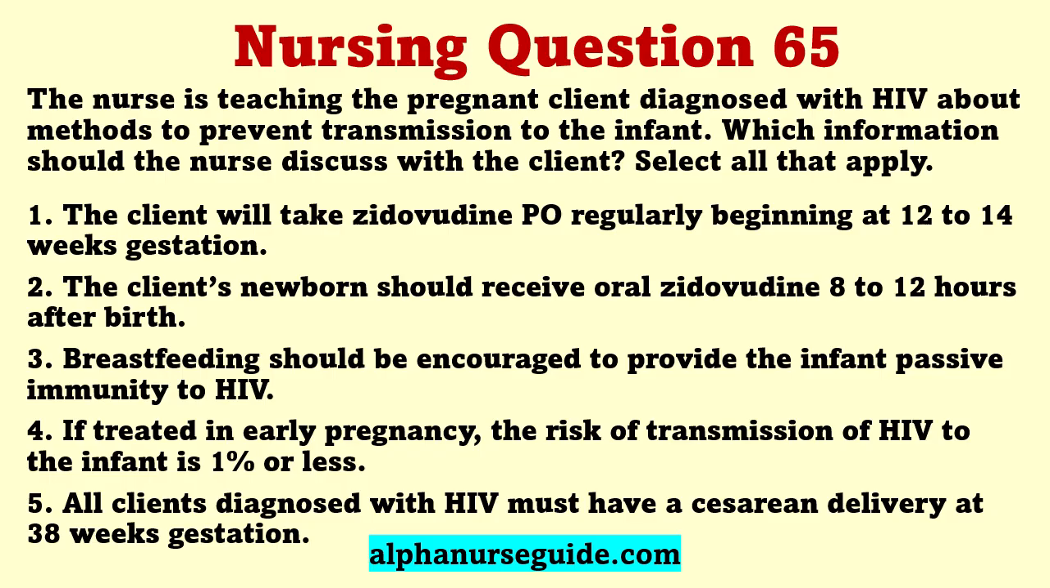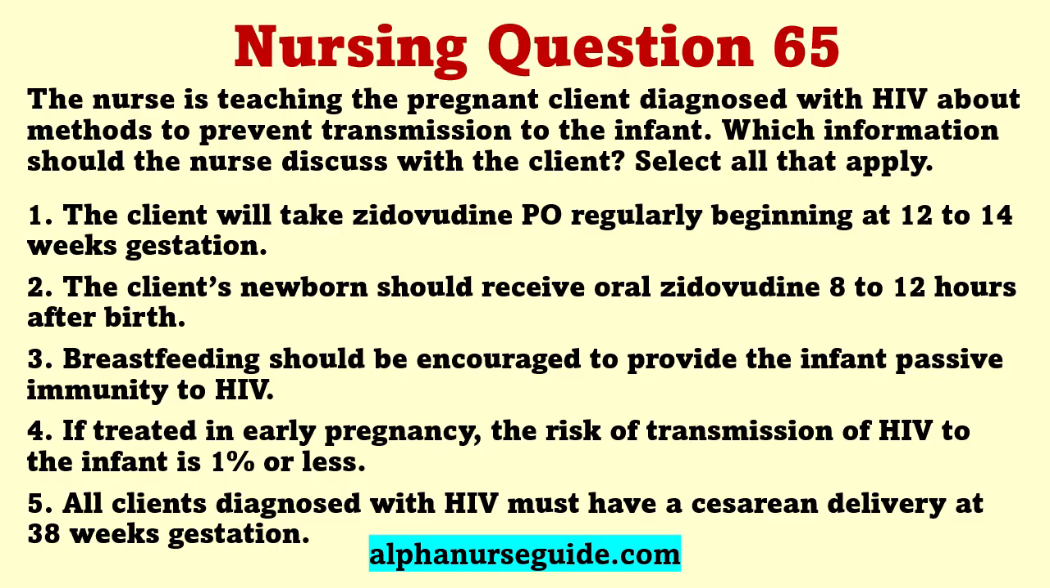Zidovudine is given orally, as directed, around the clock. The newborn should receive oral zidovudine syrup beginning 8 to 12 hours after birth until 6 weeks old. The Centers for Disease Control states that if the client is treated beginning in early pregnancy, the risk of transmission of HIV to the infant can be reduced to 1% or less. Breastfeeding is not recommended because HIV is present in breast milk.